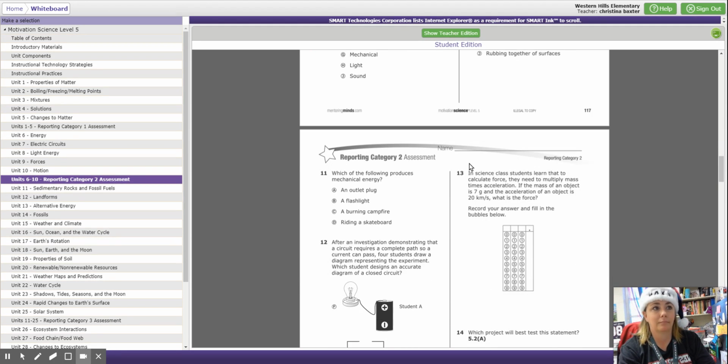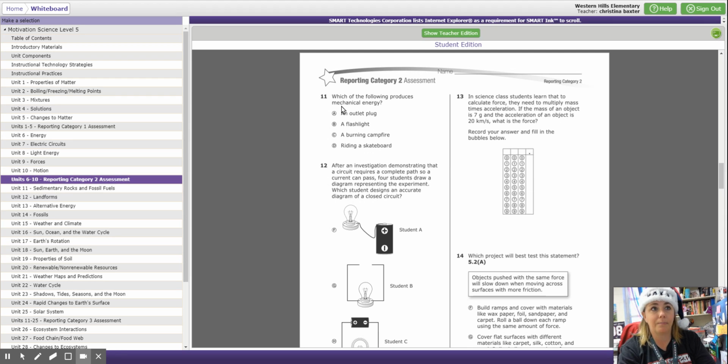Number 11. Which of the following produces mechanical energy? A, an outlet plug. B, a flashlight. C, a burning campfire. Or D, riding a skateboard.